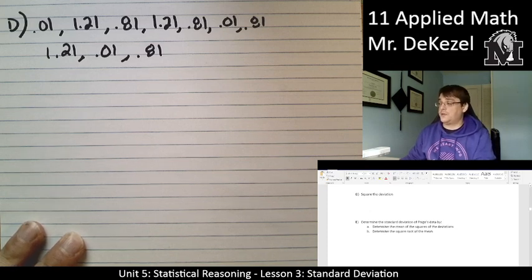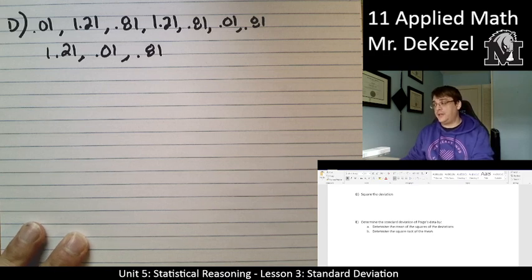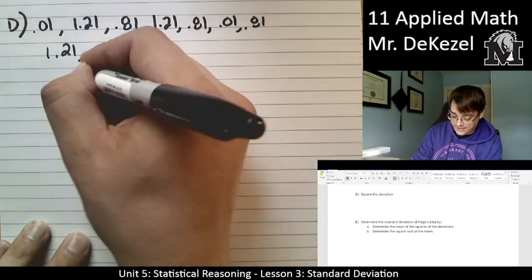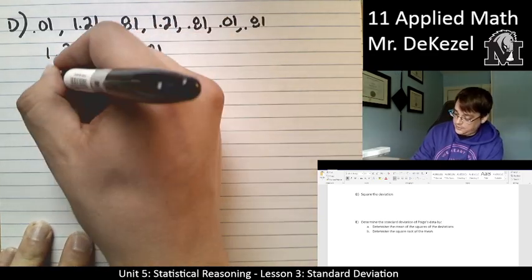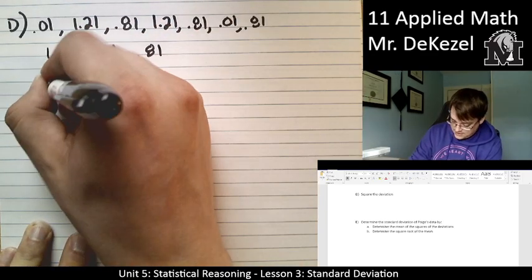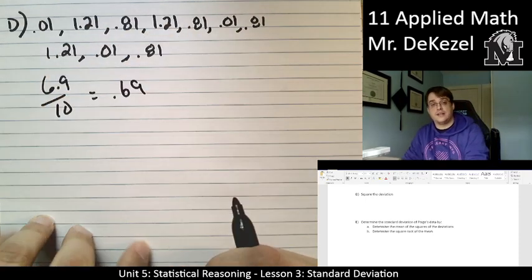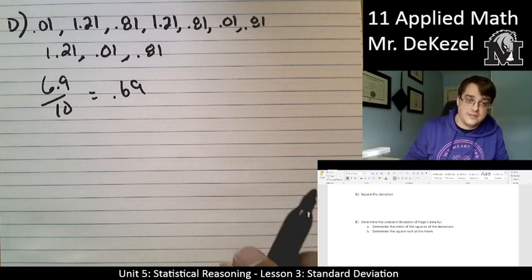Now E, determine the standard deviation of Paige's data by determining the square root of the mean of the squares of the deviation. So the average of the deviation. So we add those up and divide by 10. We would get 6.9 divided by 10 is 0.69. That is the average of the squared deviations.